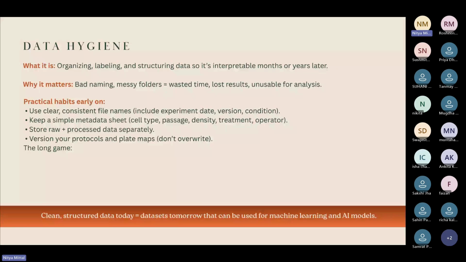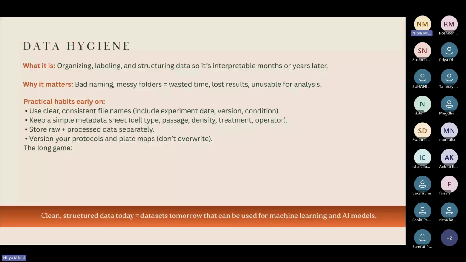Then you can have a simple metadata sheet, which would have your cell type, passage, density, treatment, operator. I always maintain an Excel sheet or a Google sheet on the back end to make sure that every experiment that I'm doing is recorded. Everything that I am going to be performing in the lab is getting recorded, whether it is cell counts or anything that's happening. So it's basically a timeline for your experiment. If you're more of a Google Docs or Microsoft Word person, I would still write down what you did in the lab that day, just so you have something to come back to.